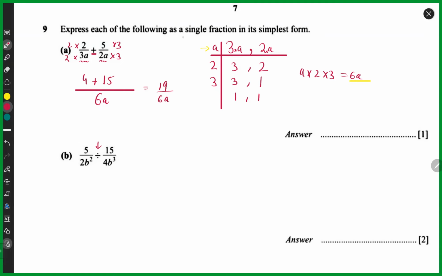And this was the question as a single fraction, in its simplest form. So I cannot cancel 19 and 6 or a. So this is the final answer. It's going to be 19 divided by 6a.